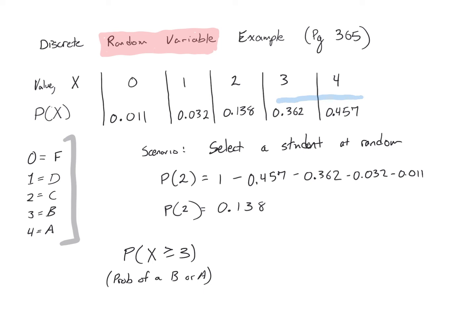So we look, and where are the situations where you have a 3 or greater? It's those two. Awesome. So we're just going to say this is the probability of getting a 3 plus the probability of getting a 4. And we can do this because it is a discrete random variable.